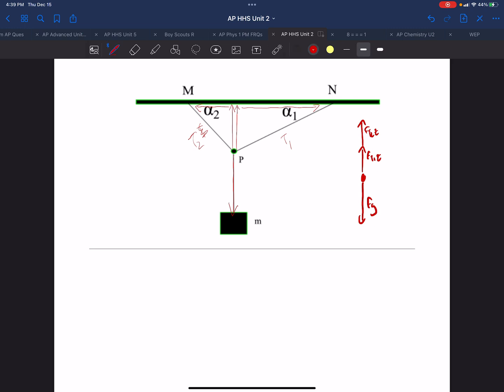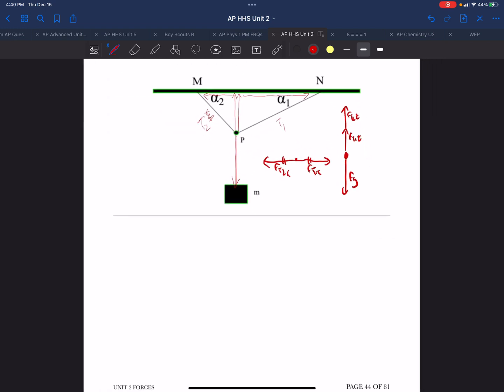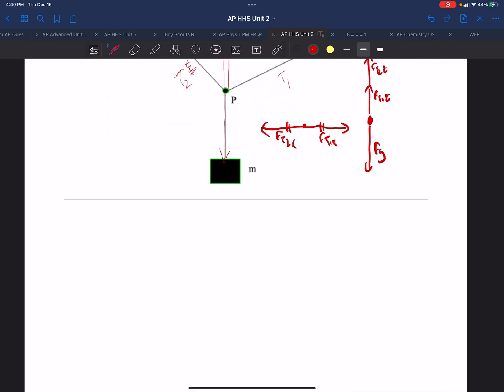And then a similar thing is happening in the horizontal. We have Ft1x and Ft2x. The system is not accelerating in the horizontal, so these two forces must be equal and opposite to each other. And so conceptually, that's really what's critical in a problem like this.